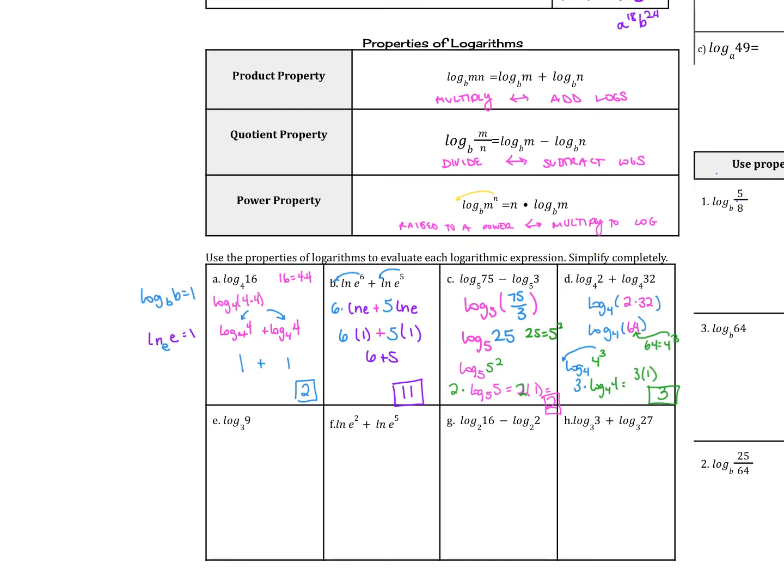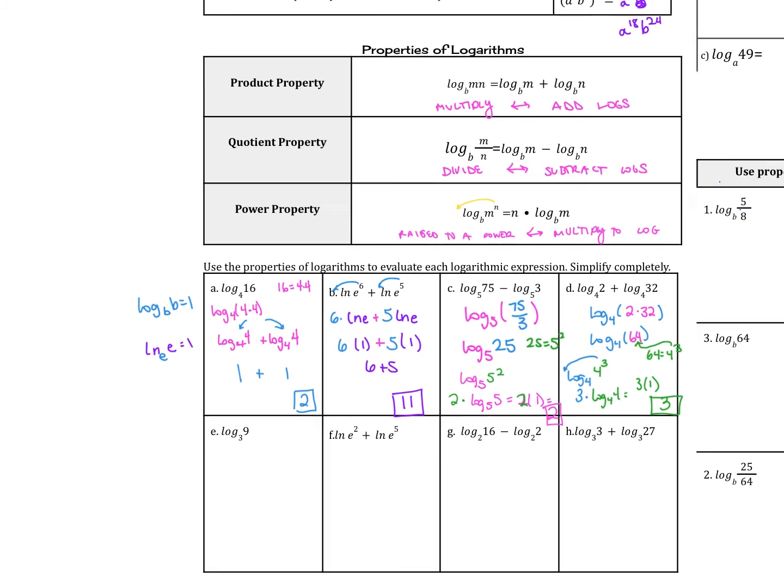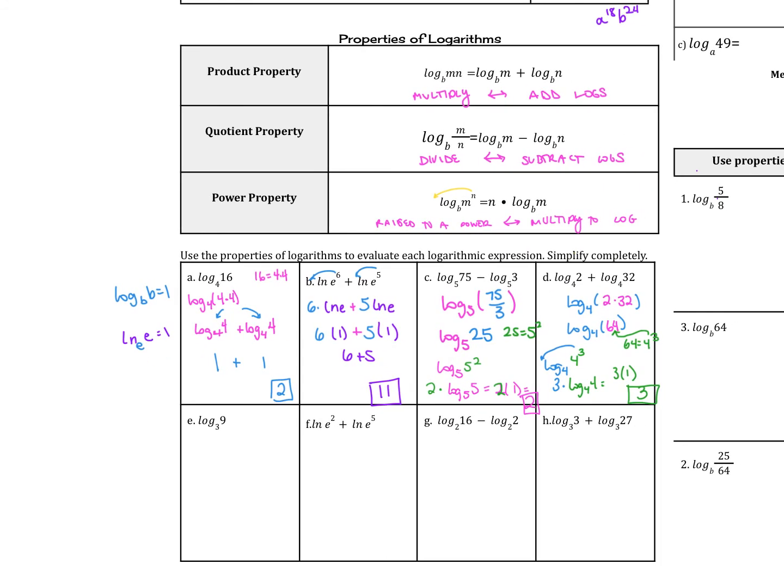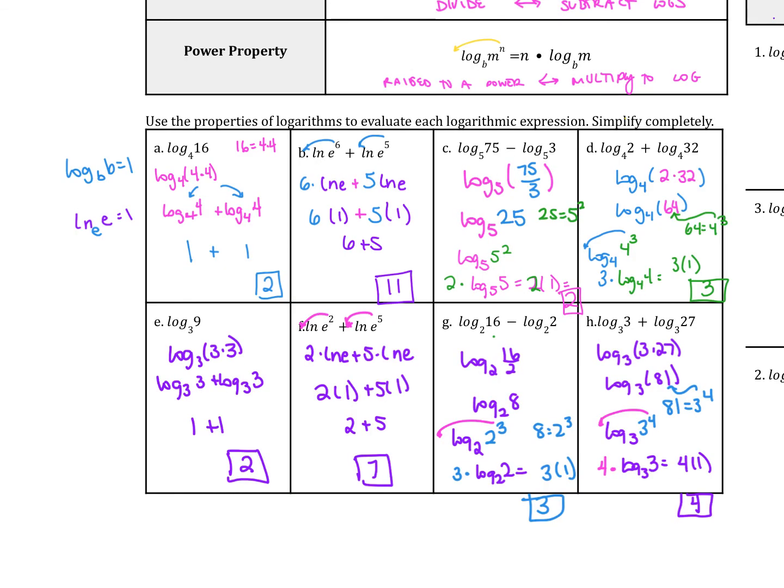So practice with E through H. They're very similar to the ones above it, so that may help. Pause the video and try these out. So trying these out, letter E you should have gotten 2.